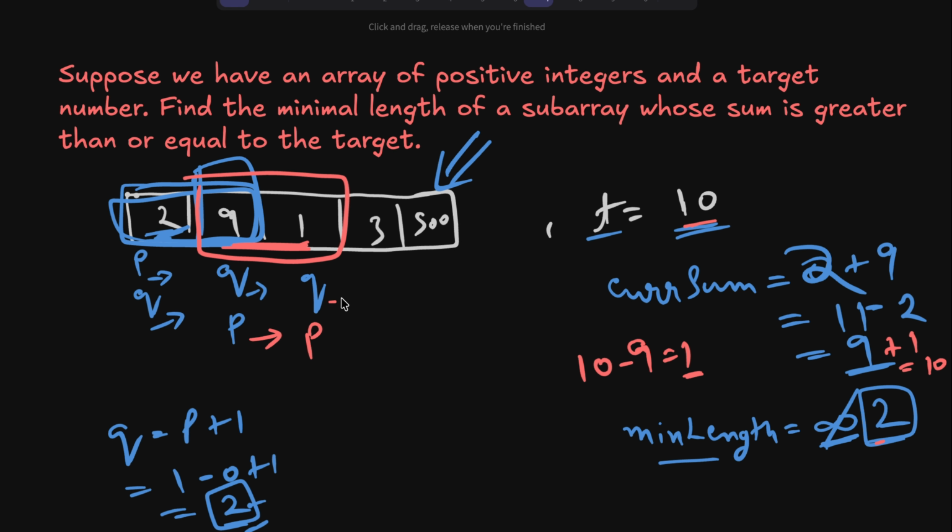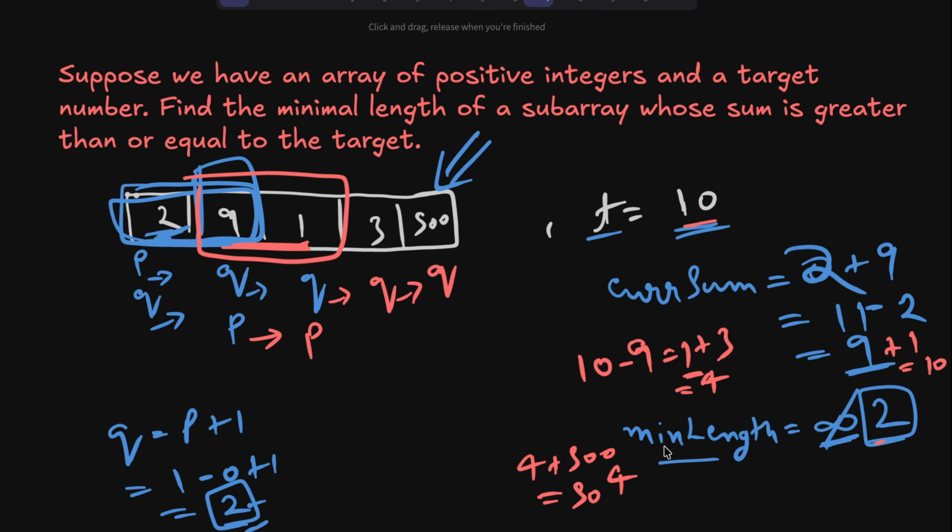So it means I will again shift the q to the next element. We will have it here. And right now we will simply add 3 in the current sum. It will give us 4. 4 is also not greater than or equal to 10. So I will simply take this q and shift it again. I will reach 500. Then I will add 500 to 4. So it will make 504.